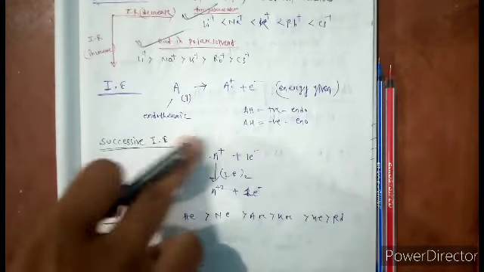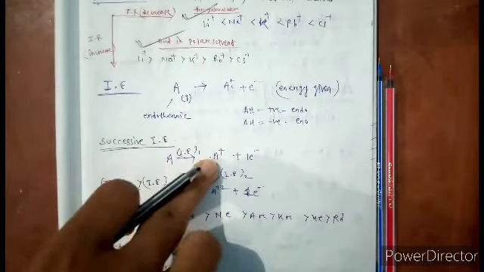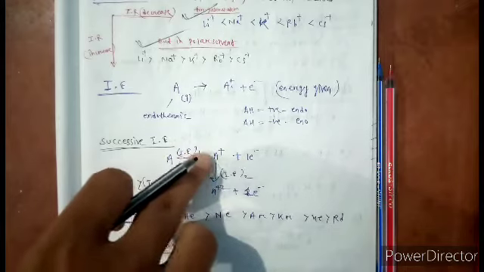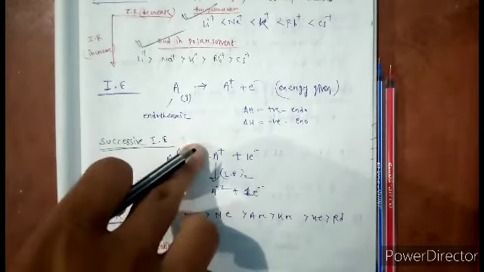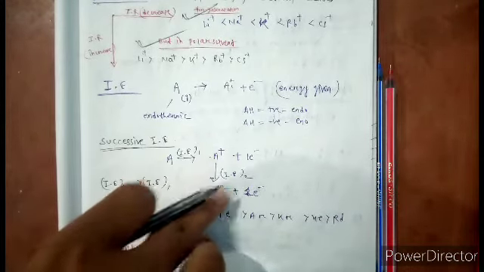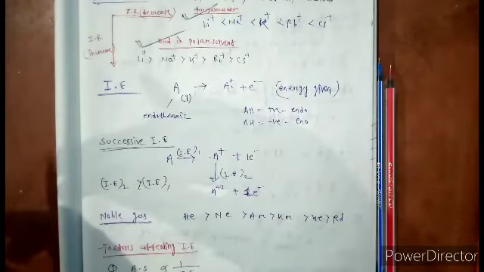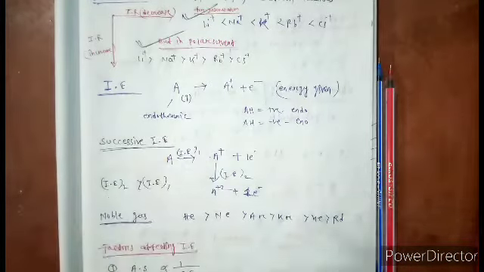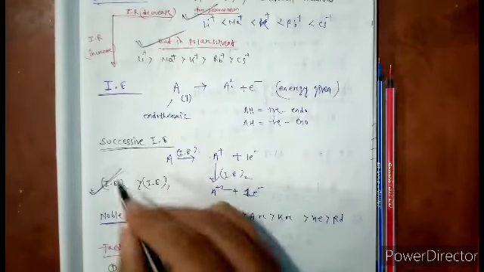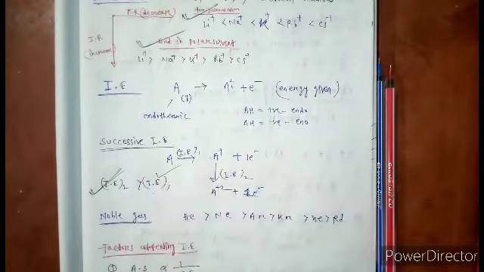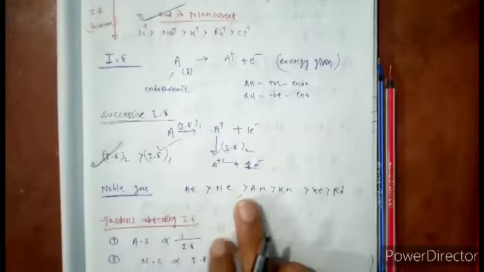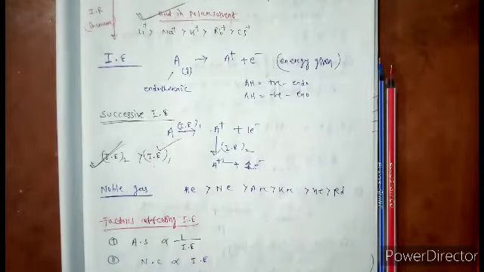A, we give ionization energy, then we get A plus and 1 electron. Then again we give second ionization energy to remove another electron, that is A 2 plus and 1 electron. Always remember this important thing: second ionization energy is always more than first ionization energy. Then for noble gases, this is the order of ionization energy.